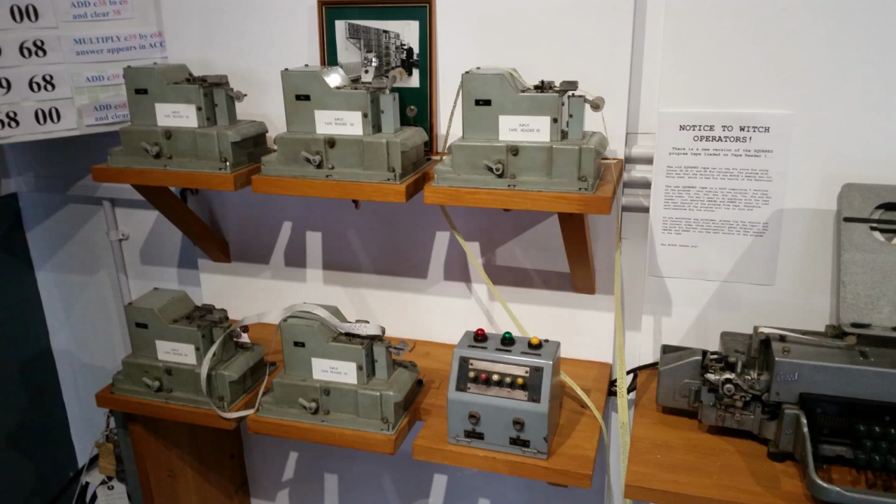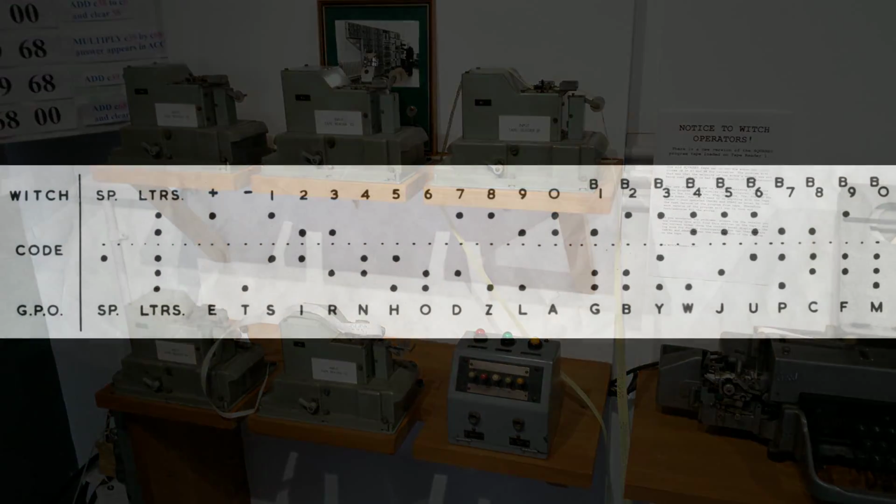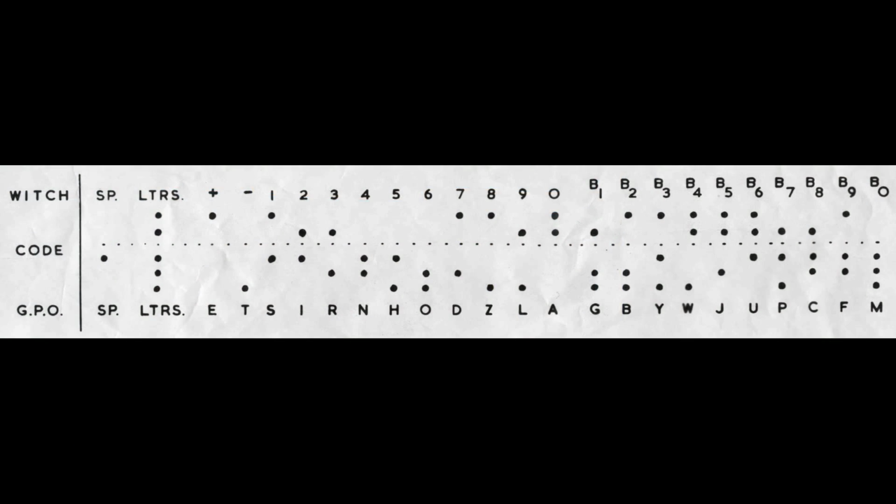The Witch uses a custom paper tape encoding based on the 5-bit Baudot code. All the basic alpha and numeric characters needed to create a program have a unique 5-bit pattern assigned, with each bit represented by a hole in the paper.